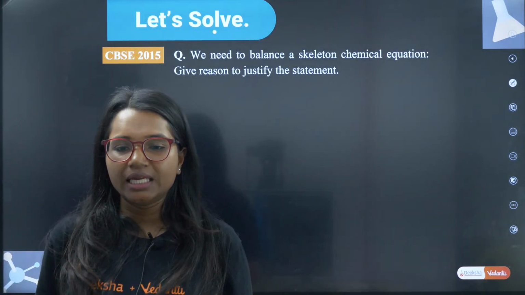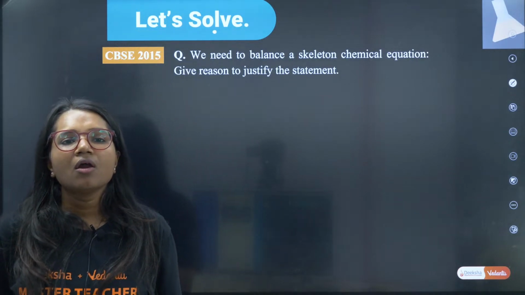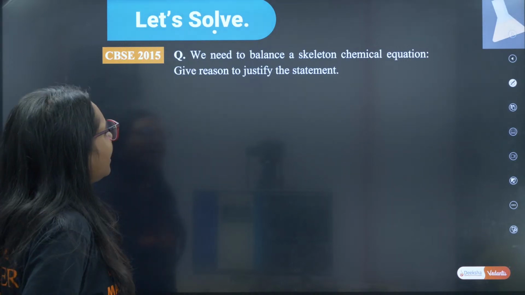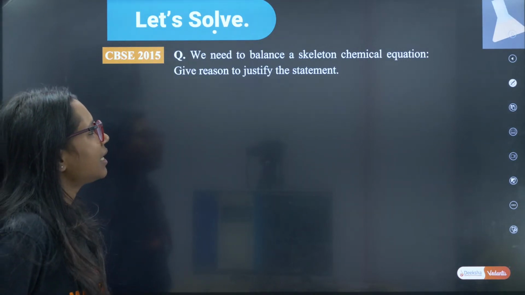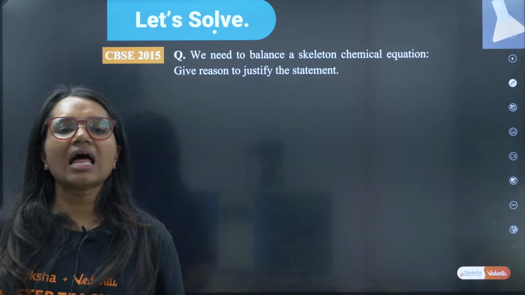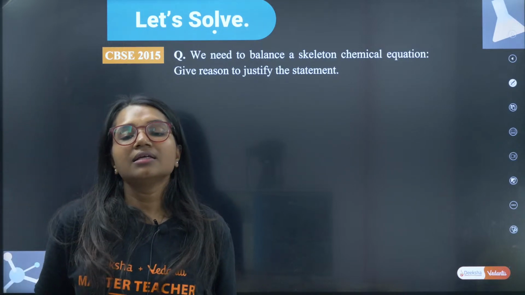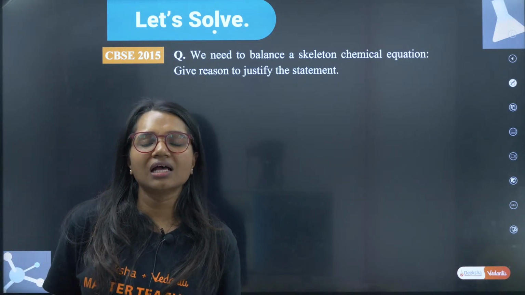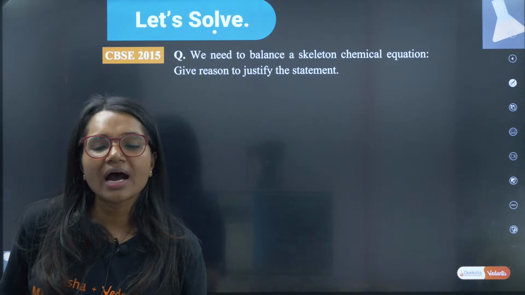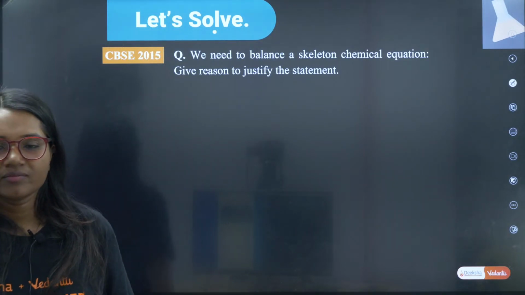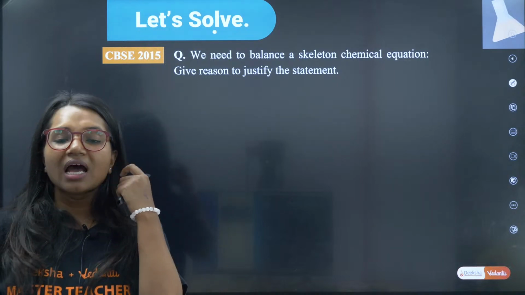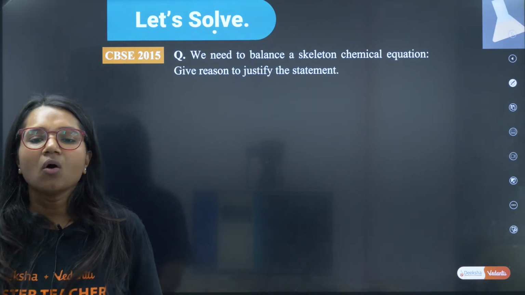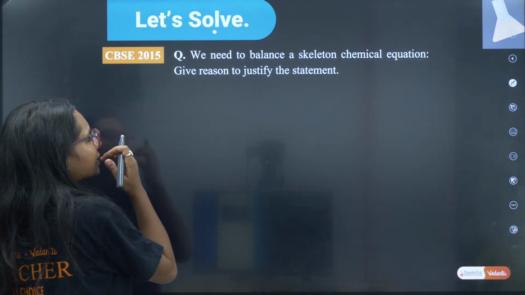CBSE 2015. This is the question. Can you read this statement and tell me the answer for this? We need to balance a skeleton chemical equation. So basically they're asking you the reason why we need balancing. Who wants to give me the answer for this, why we need balancing? Yes. Okay, so here, what is the answer for this?